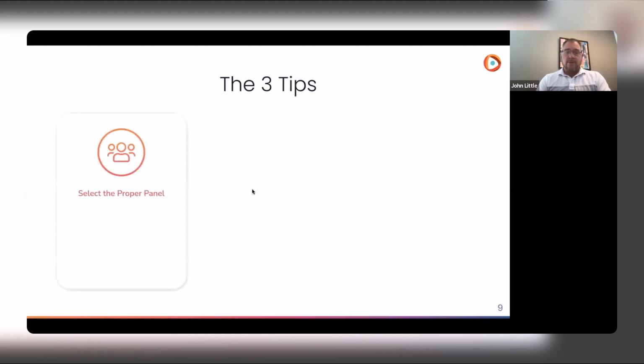First one, selecting the proper panel. Now, as we get into this, I'm going to assume that the majority of everyone who's listening is running some type of pre-release user test, a beta test, or something along those lines.